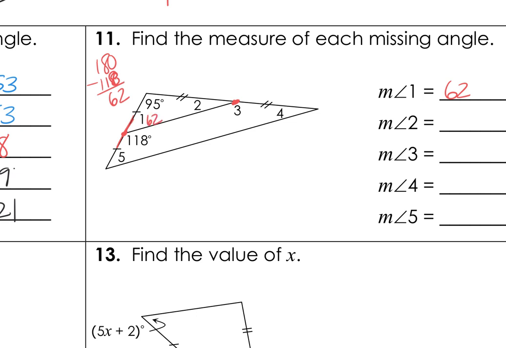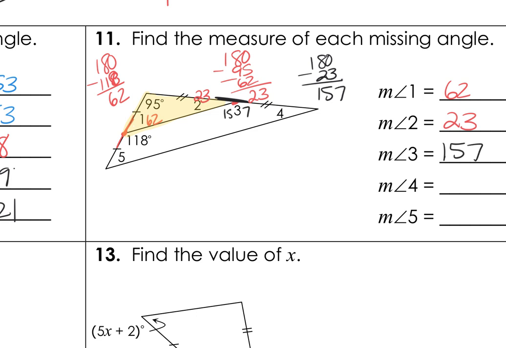You could find angle 2 right away because you have a triangle. So you could do your triangle angle sum theorem. 180 minus 95 minus 62, and that's going to result in a 23. So angle 2 is going to be 23. If you have angle 2, you could get angle 3. That's a linear pair. 180 minus 23, that's going to give you 157.